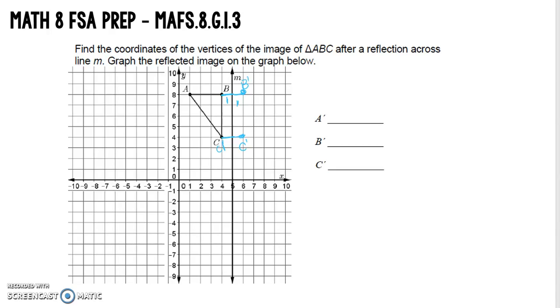So if you can imagine, I'm folding this over, right? Well, A is 1, 2, 3, 4 away. So A prime should be 1, 2, 3, 4 away, and they should all be in this beautiful straight line. So here's my reflected version. So what I want you to do is pretend that you were folding it along that line M, and they should match up perfectly. So my coordinates would be over 9 up 8, over 6 up 8, and then over 6 up 4.